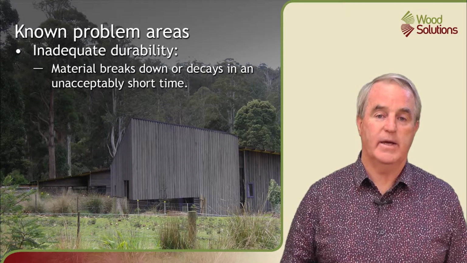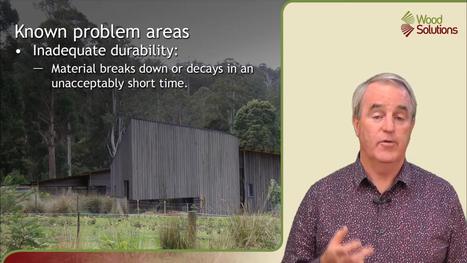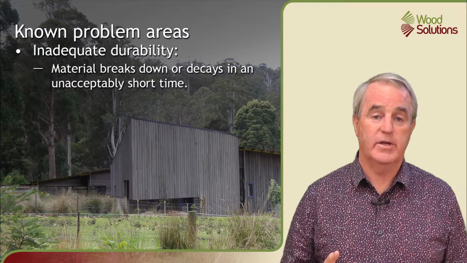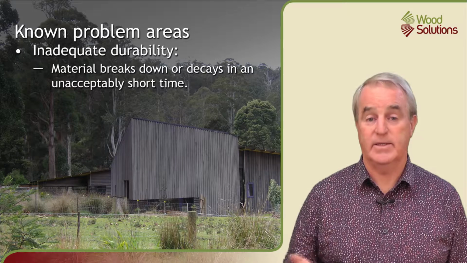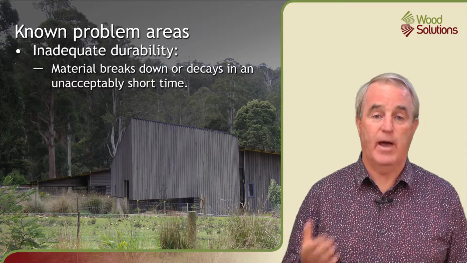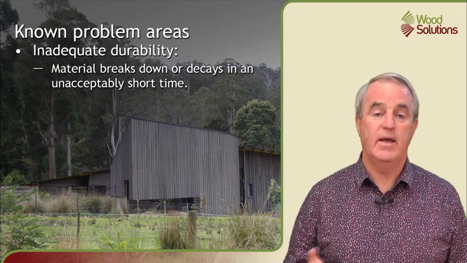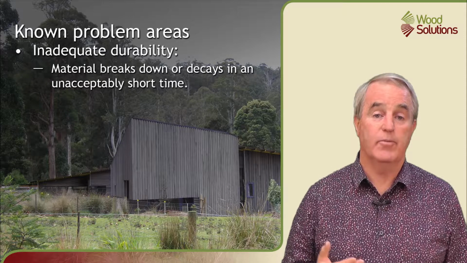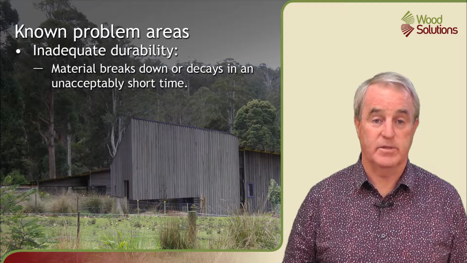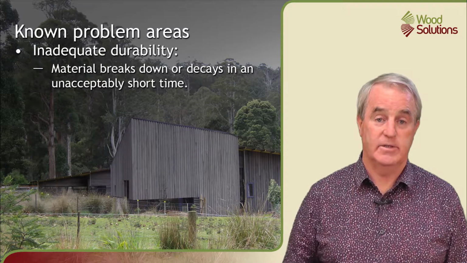Inadequate treatment of the product is a related problem. This has two parts. First, the material may not be treated to the correct protection level for the hazard. For example, if the application is a H4 application, in-ground contact, but the treatment is to H3, the material will degrade and prove not to be fit for purpose. The treatment level is inadequate for the application.